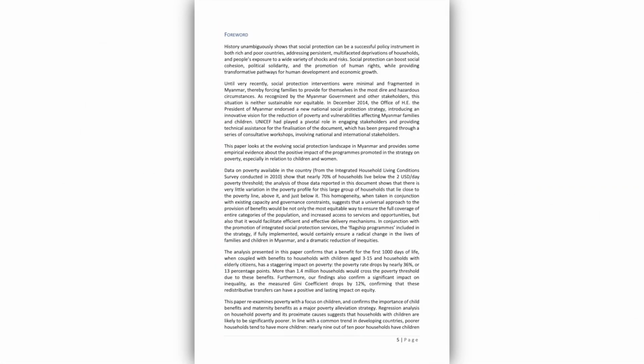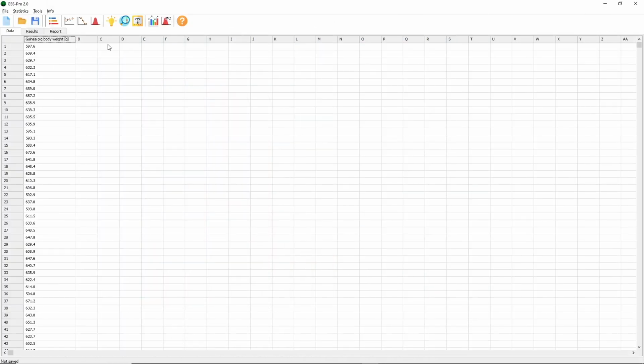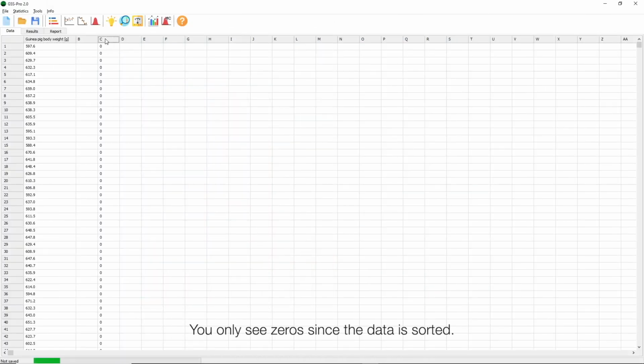Fitting to several distributions at once. Let's look at a second example, the number of children per household, which we already saw in our last video. Let's find out by which distribution the data is best described. We copy the data from this graph and paste them into GSS. Let's give it a nice header.